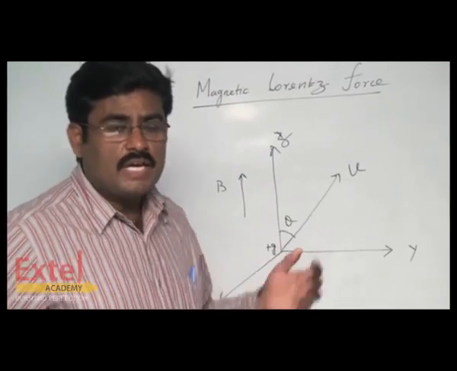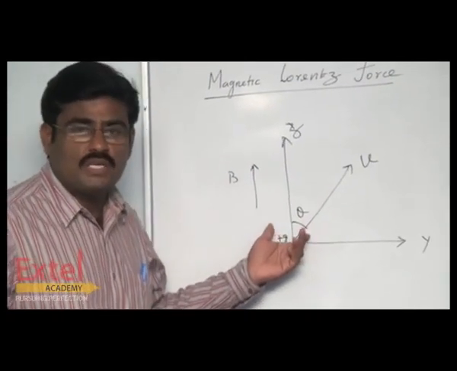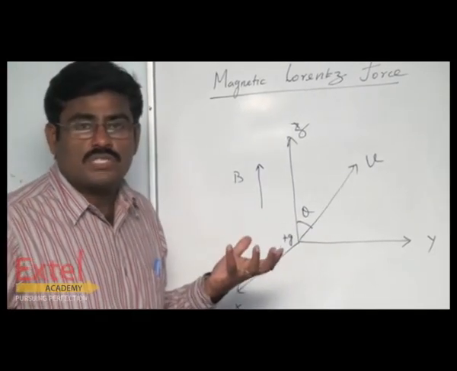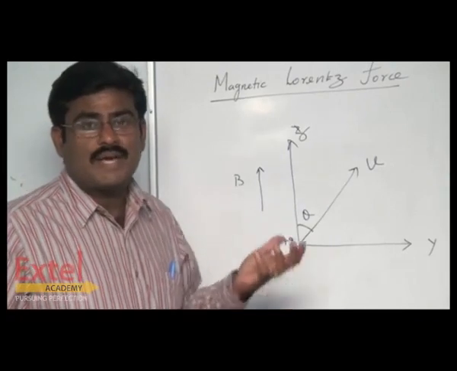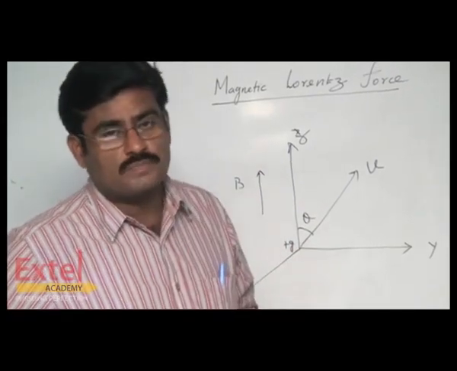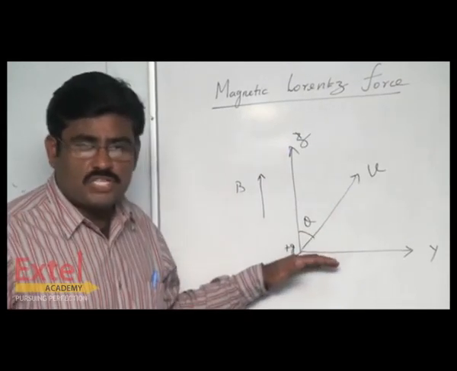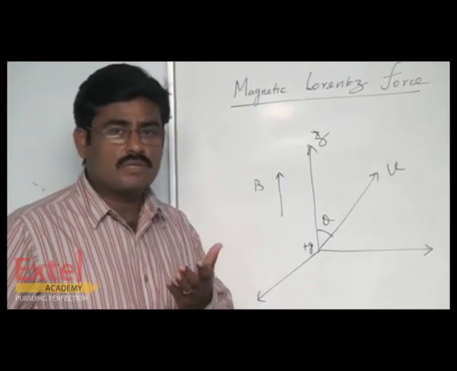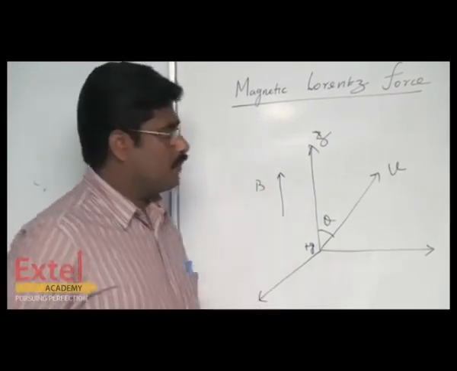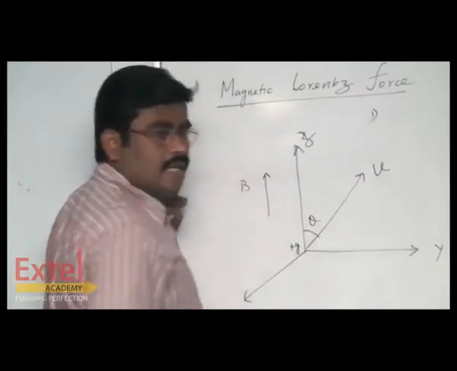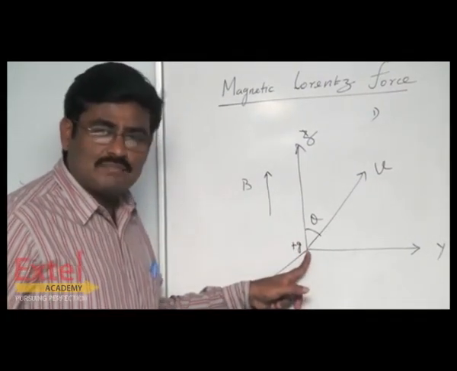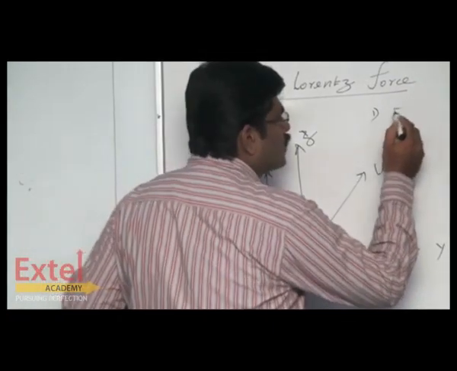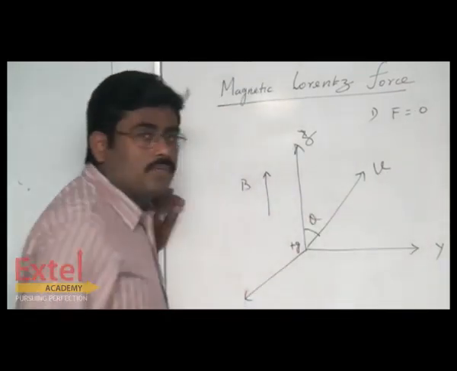Again I am saying that any charged particle moving with a velocity v at an angle of theta with respect to the magnetic field will experience a force called, after his name, the magnetic Lorentz force. Some special features of the magnetic Lorentz force can be listed out by points. One: if the charge is at rest, it doesn't move in the presence of uniform magnetic field, and the force experienced by the charge is equal to 0.